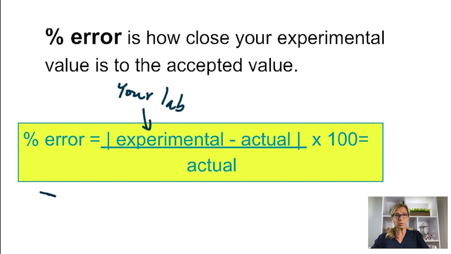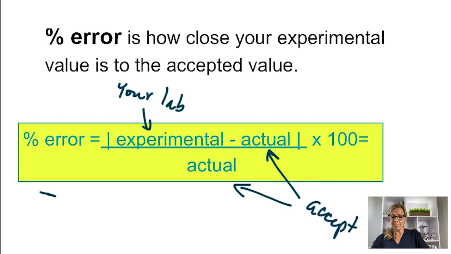And then the actual value. Let's say you were trying to find the density of a substance that you can look up on a table or something. And so that would be what's called the actual or the accepted. I would say the accepted value, and you would look that up and maybe cite that source.